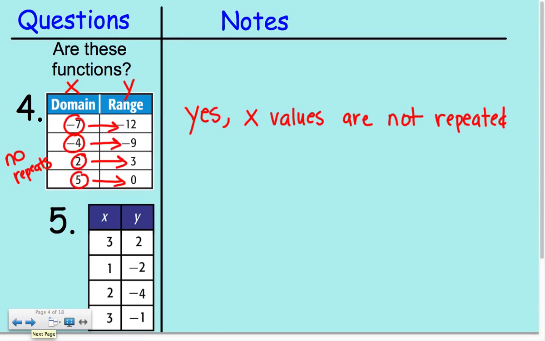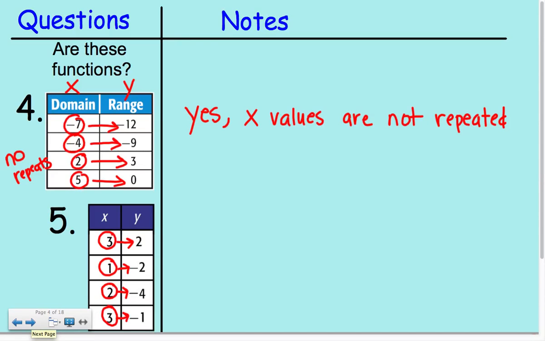All right, let's do the same thing for the bottom. This time our table is already labeled x and y. So I'm going to circle all my x values, 3, 1, 2, and 3. So this 3 goes to 2, 1 goes to -2, 2 goes to -1, 3 goes to -1.